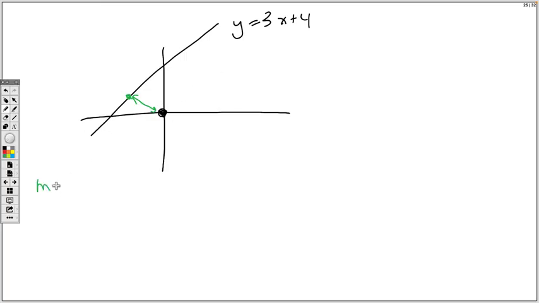So we're trying to minimize distance. That's what we mean by closest. So minimize distance. All right. So how do we measure the distance between 2 points in the plane?